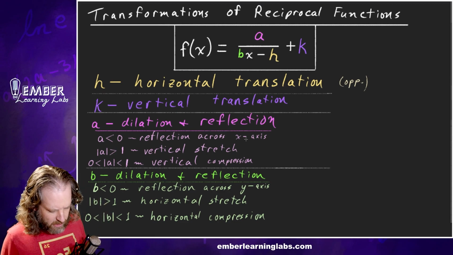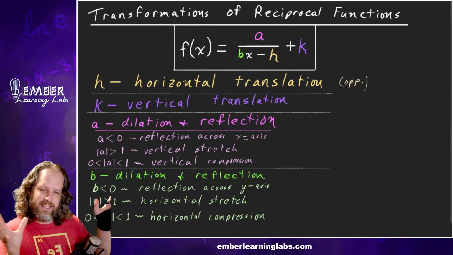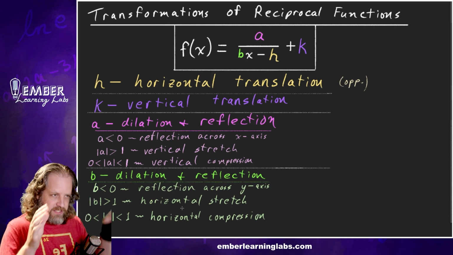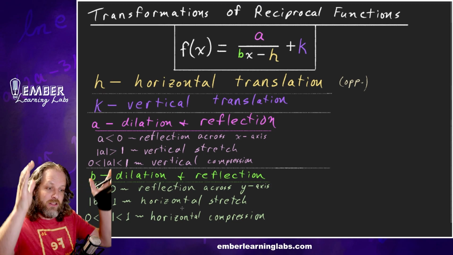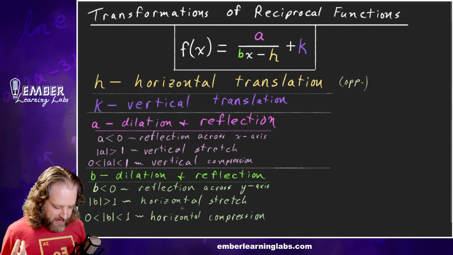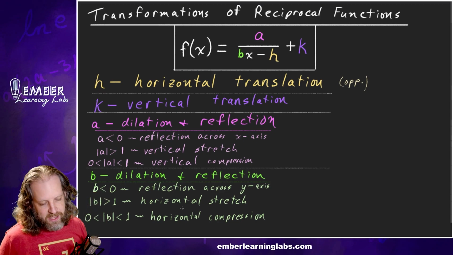It's just horizontal instead, right? So for B greater than 1, it's going to have a horizontal stretch, which is going to look like a vertical compression, right? And so that's how it's opposite. And if it's a fraction, it's horizontally compressed.